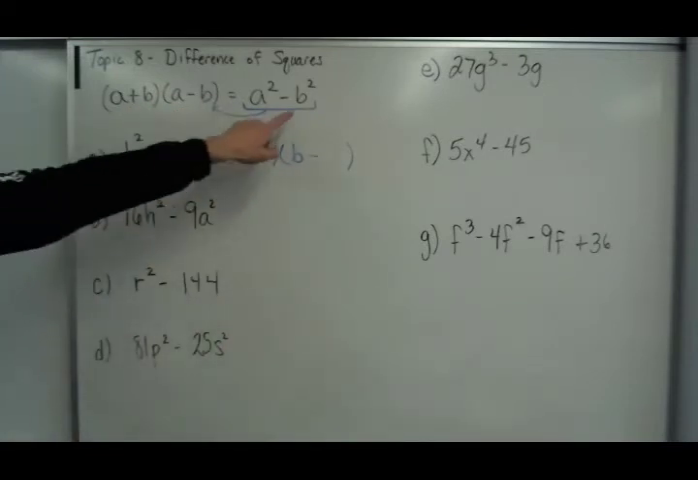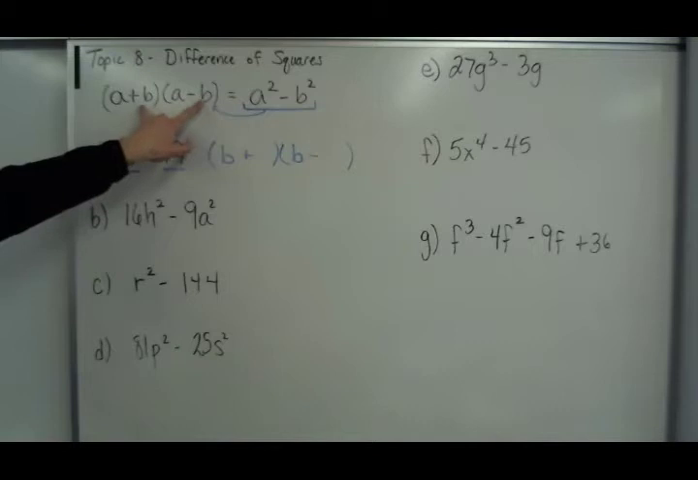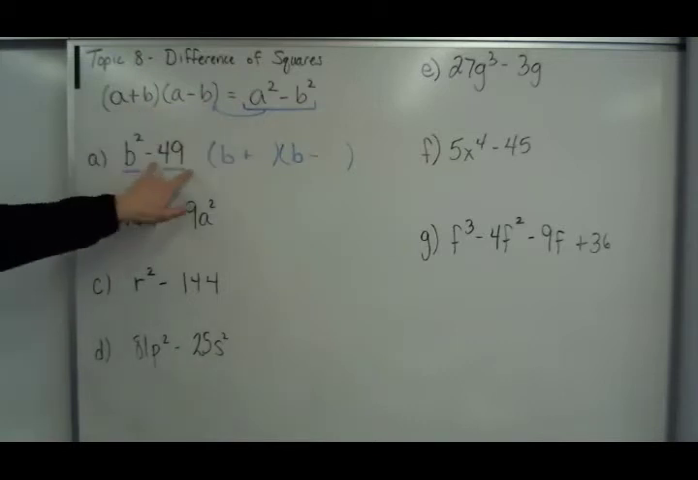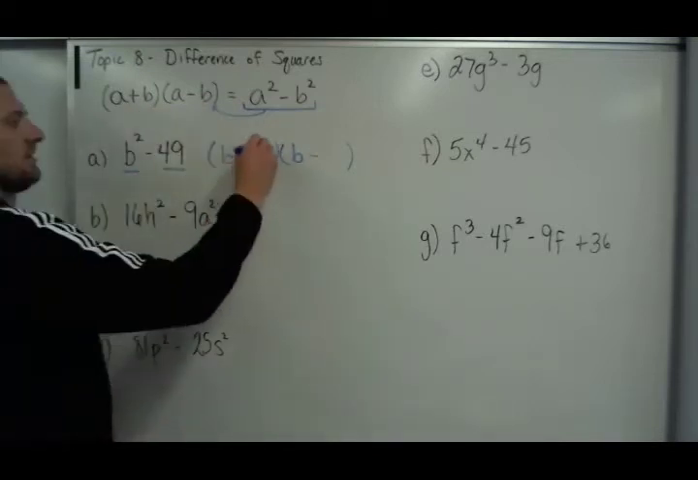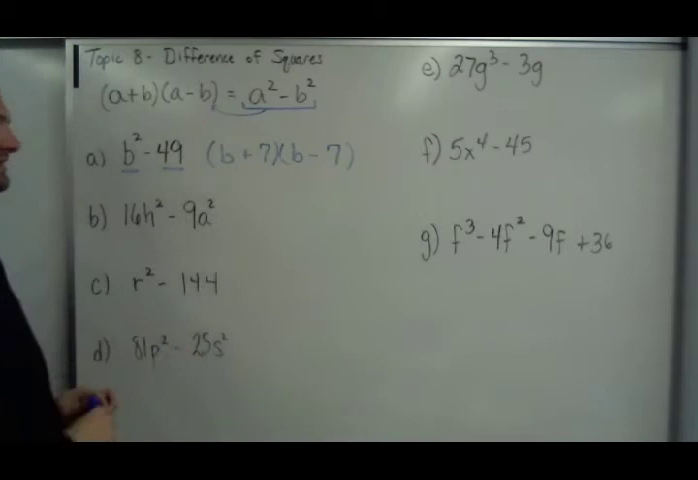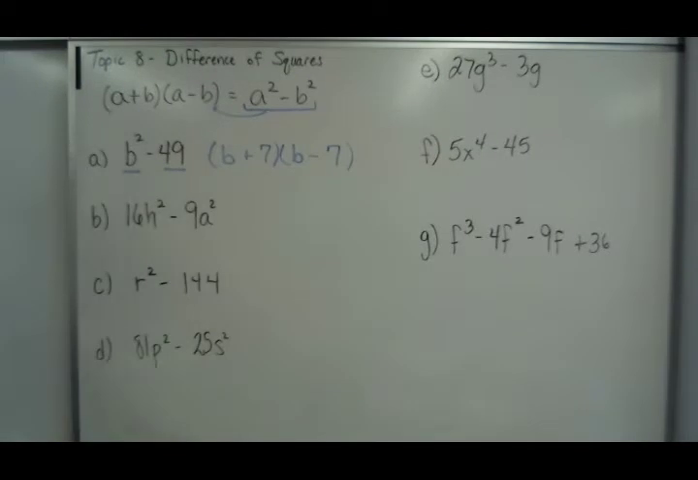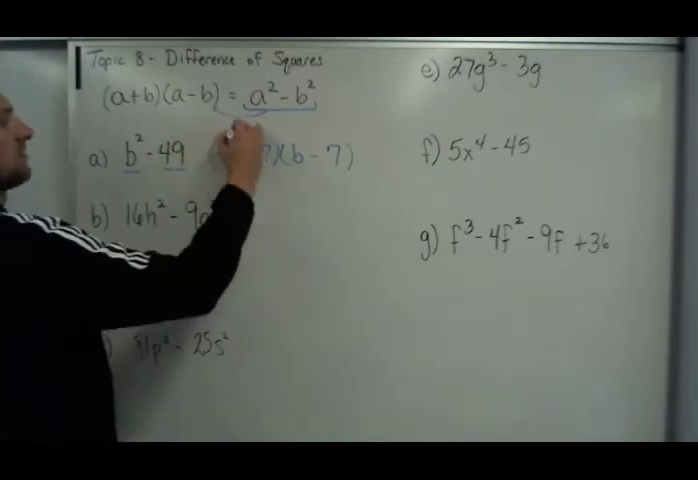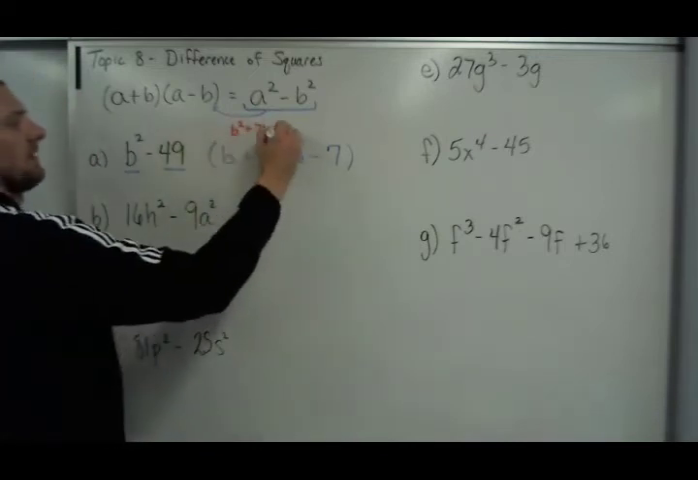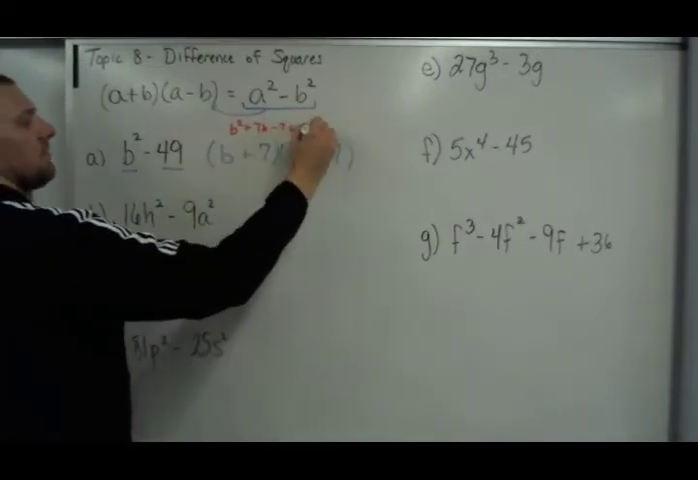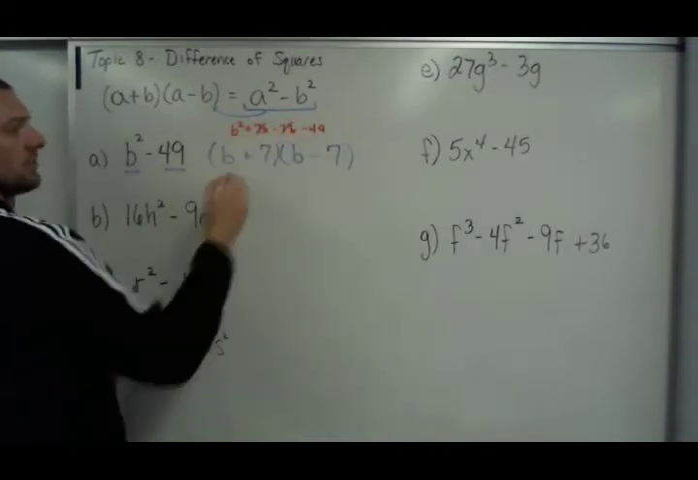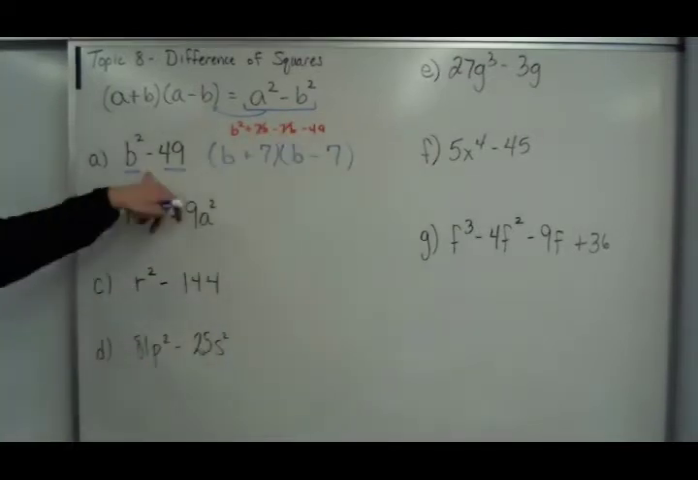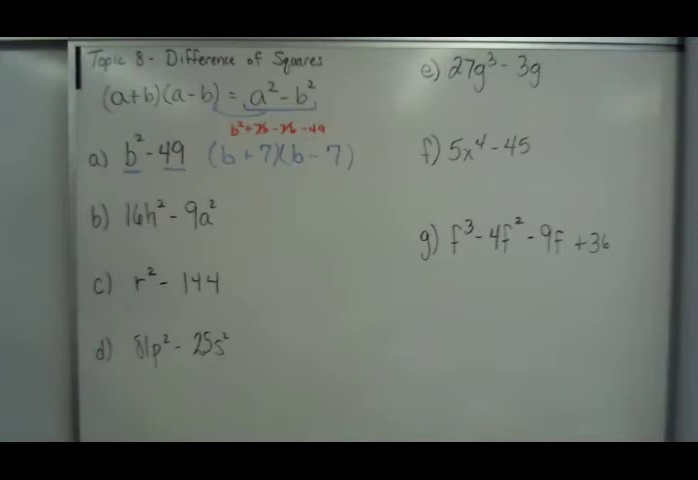And then the 49 breaks down into its square root. Well, the square root of 49 is 7 and 7, so you end up with 7 and 7, and that is the difference of squares. Now, if you take those and FOIL them back together, what you would end up with is b squared plus 7b minus 7b minus 49, and those two middle terms would cancel out, which is why it doesn't exist here. So that's the way those difference of squares set up.